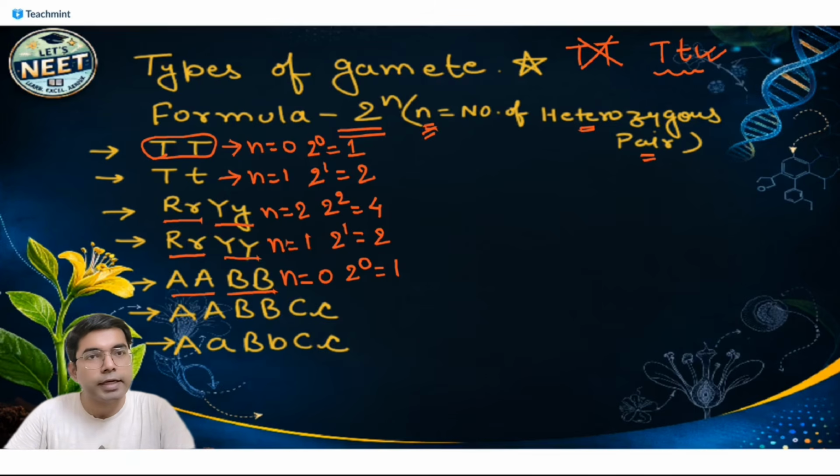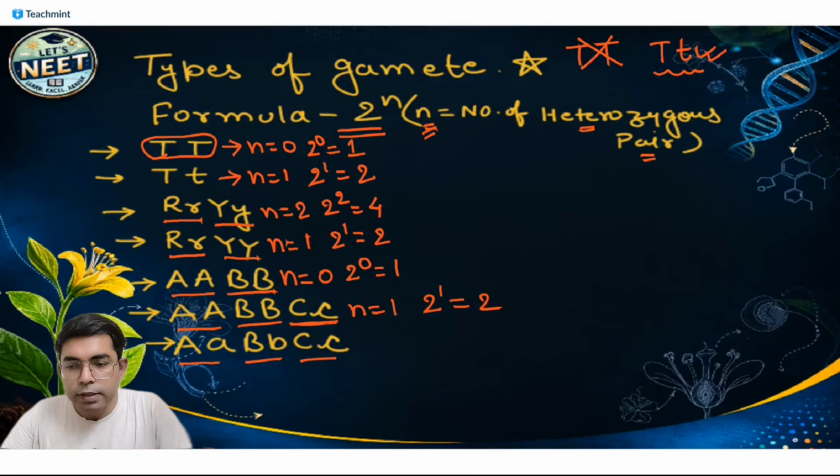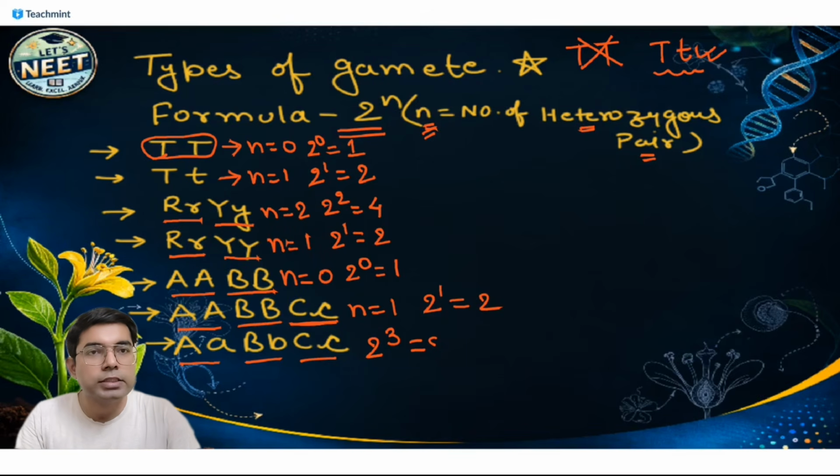So as you can see, 3 heterozygous pair. So 2 to the power 3, and that is 8. So in this way, you may be given any genotype and you are asked types of gamete. So very easy, 2 to the power n, you can easily calculate it.